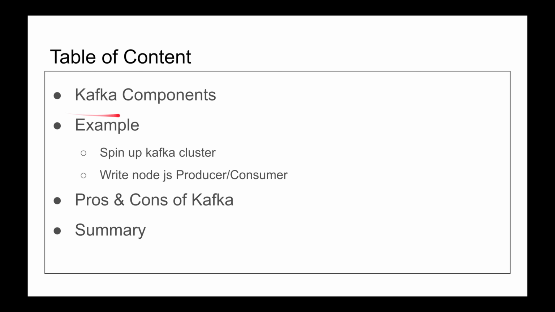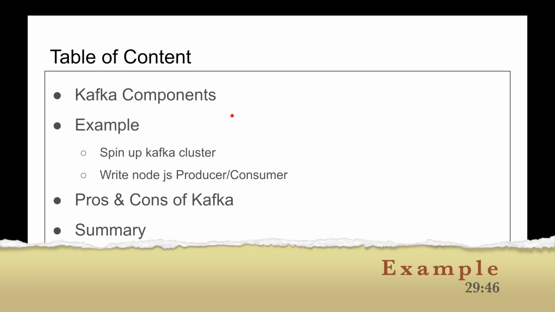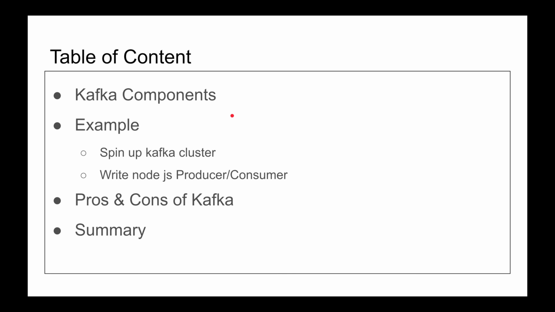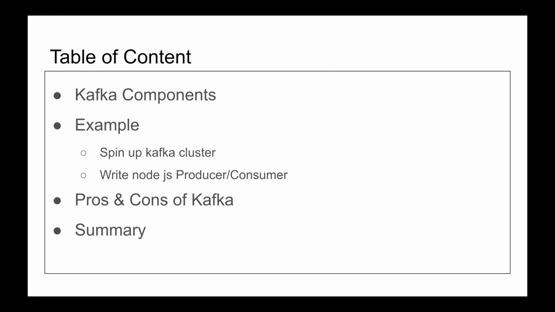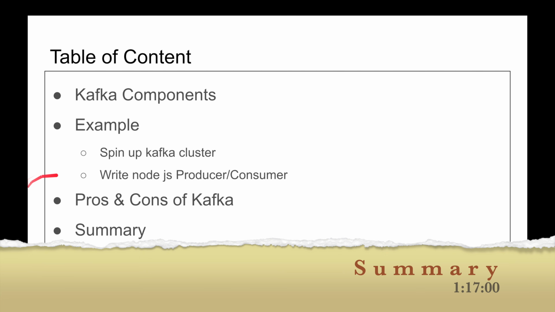Then obviously we're going to go through an example because I need to see this working, right? So we're going to spin up our own Kafka cluster. We're going to spin up a ZooKeeper because you need that. And we're going to write our own code, Node.js producer and consumer, create a topic and do all that jazz, right? So that's just an example. And then finally, we're going to talk about the pros and cons of Kafka, because guess what? Nothing's perfect, right? And we're going to summarize the whole thing. Let's just jump into it.